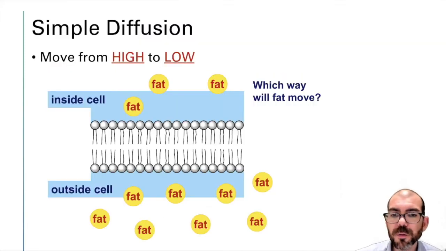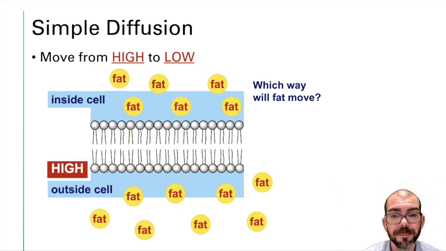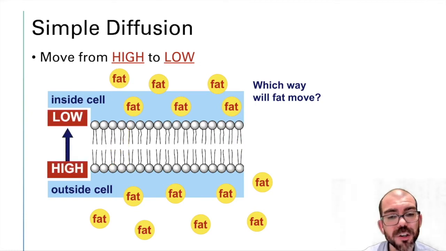So what I showed you before was simple diffusion, or moving from high to low. In this scenario where I have 3 fat molecules inside the cell and many outside, what direction would the fat move according to diffusion? Well, it's going to move from high to low. So where there's more fat, it's going to move until there's an equal amount on both sides and we've hit equilibrium. And it didn't require any energy on behalf of the cell.